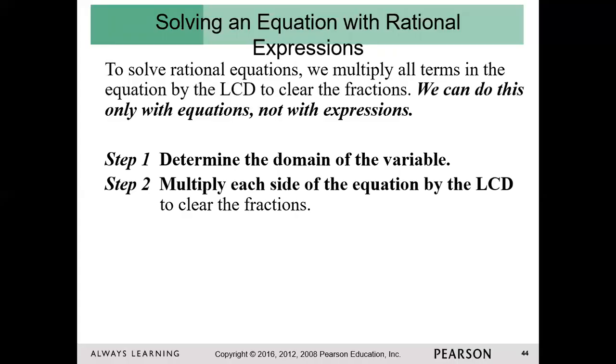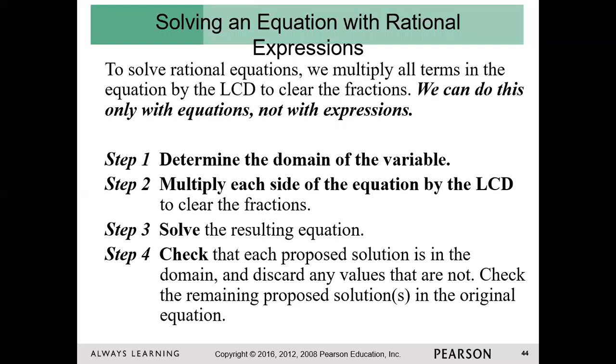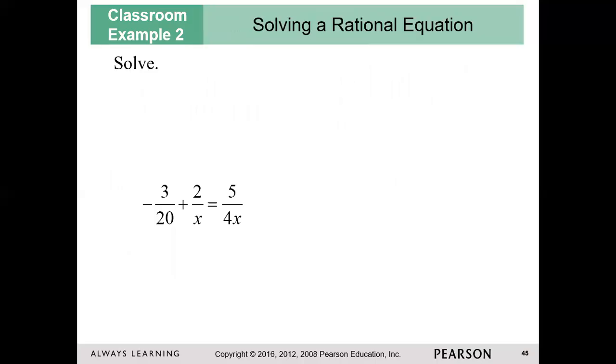So determine the domain of the variable, multiply each side by the LCD, so you can see that they're pretty much following the steps that I do. Step 3, solve the resulting equation. And then step 4 is check, and I very rarely do this, just because I'm pretty confident in what I'm doing. If I wasn't, then I probably shouldn't be doing what I'm doing. All right, so let's go ahead and take a look at this guy.